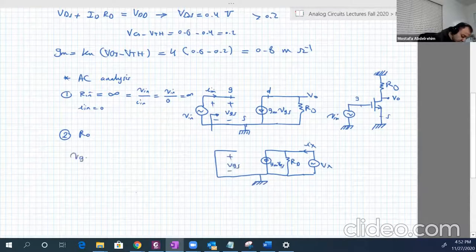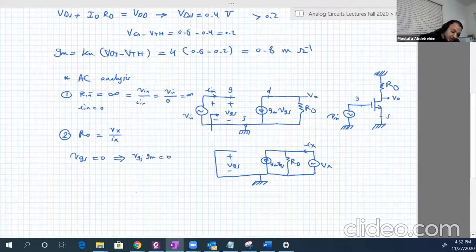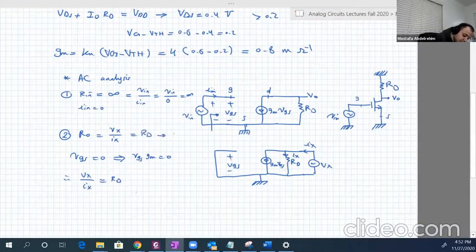So VGS now, this is equal to VX over IX, is equal to zero. So the current source gm VGS is also equal to zero, so it's just open circuit. So the current IX will just go here in RD, so VX over IX is equal to RD. And this is moderate to high.